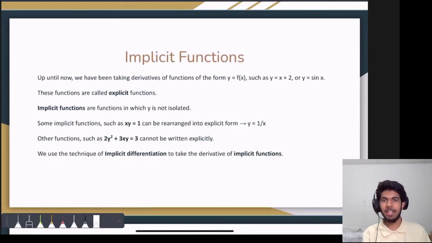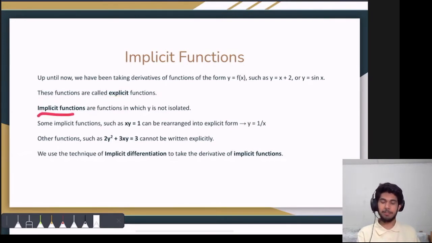So up till now, we've been taking derivatives of functions in the form of y equals f of x, just some function of x, right? So y is x plus 2 or sine x, and we can easily take those derivatives. The derivative of the first one, dy dx, is 1. The second one, dy dx, is cosine of x. We're used to doing that. And these are called explicit functions.